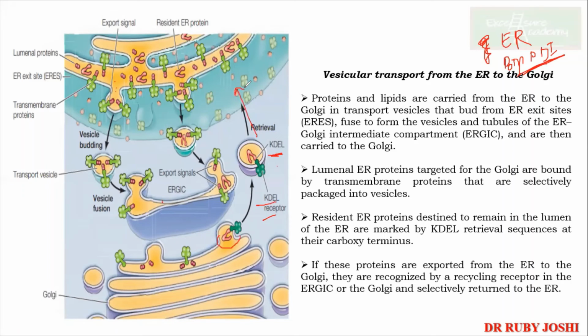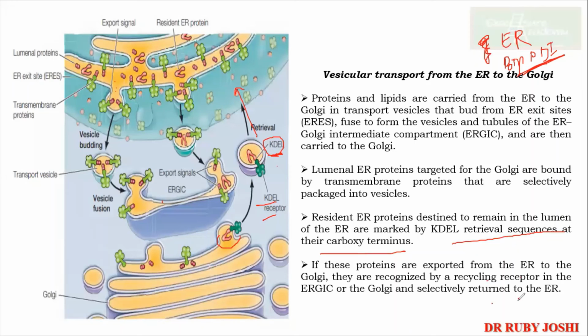So this is how you make sure that your resident ER proteins remain in the lumen of the ER and they are marked as KDEL. What is KDEL here? Those are the amino acid sequence. Okay, so they are present at the C terminus. So KDEL is the sequence present at the C terminus. So if these proteins are exported from the ER to the Golgi, they are recognized by the recycling receptor known as KDEL receptor and then selectively returned back to the ER.